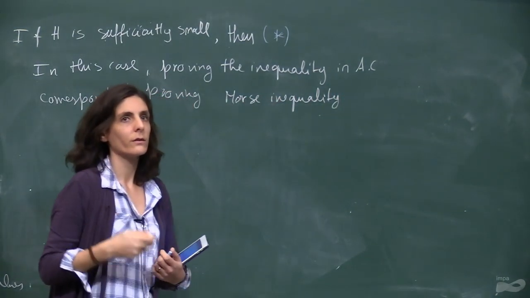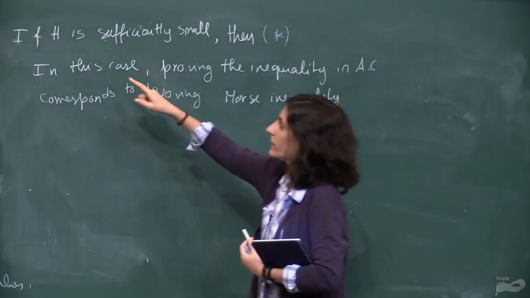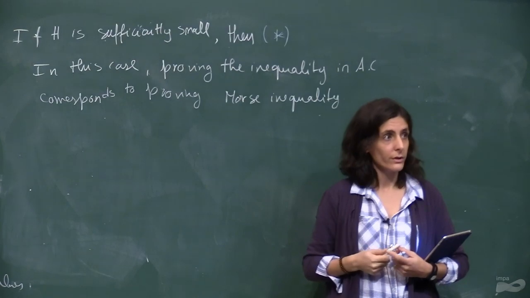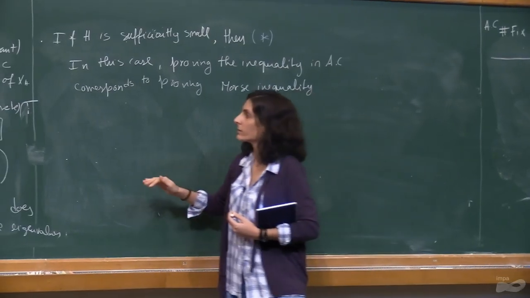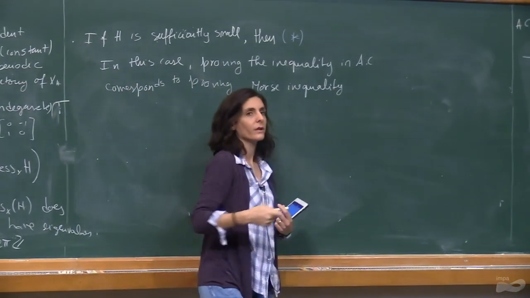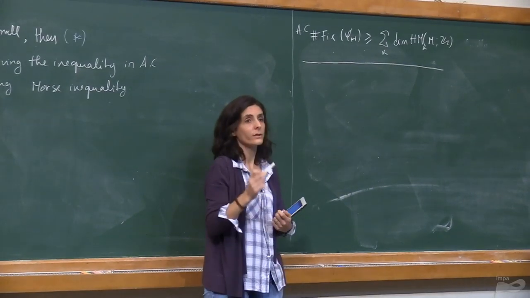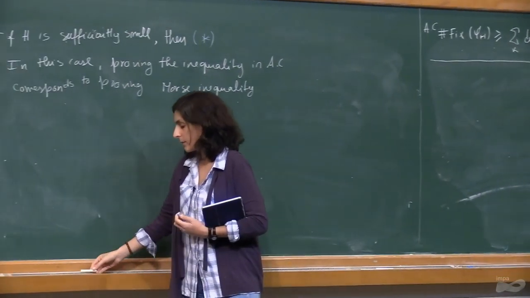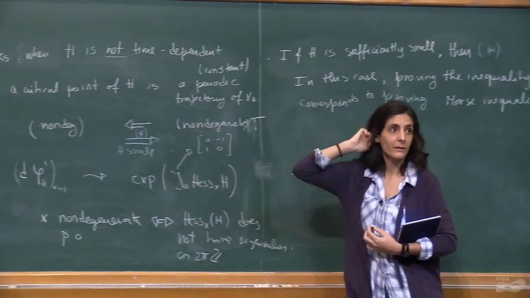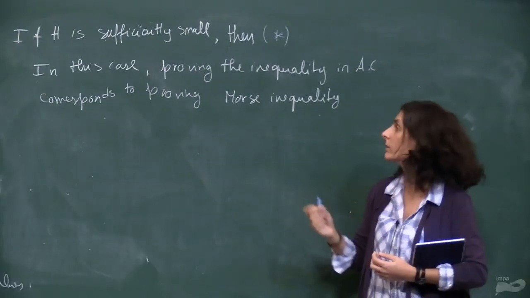So one can prove that one-periodic trajectories of a Hamiltonian system given by a sufficiently small h are exactly the constant periodic orbits. And now there is this correspondence between the constant periodic orbits and the critical points of h. So recall that in the Morse inequality, we had a lower bound for the number of critical points of the function. Okay, so in this case, H is not time dependent, and proving the inequality in the Arnold conjecture corresponds to proving the Morse inequalities.